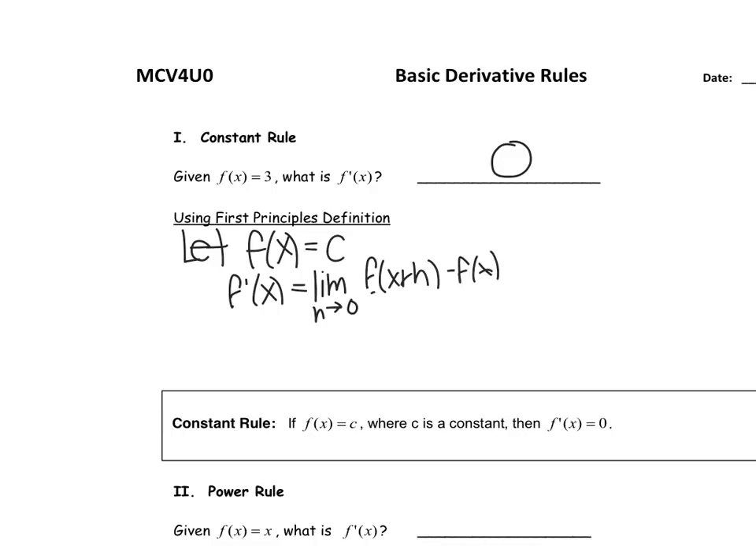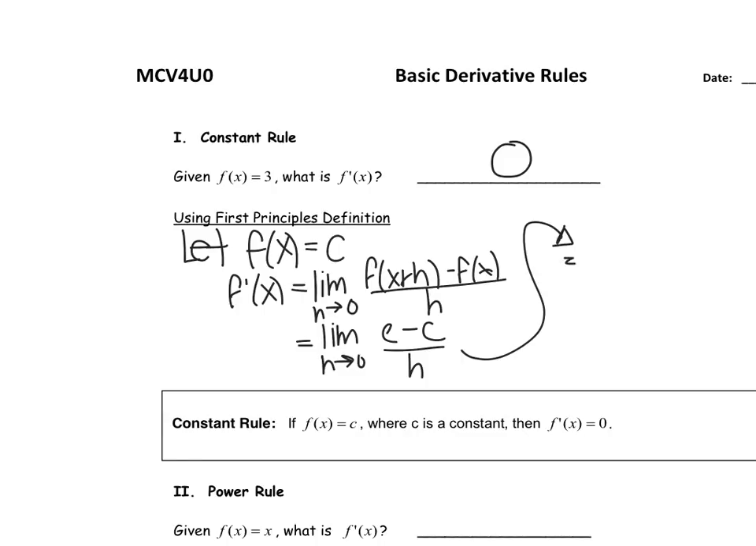I can see that whether our function is at x plus h or at x, I'm just going to have c. So I end up with the limit as h approaches 0 of c minus c all over h, which gives me the limit as h approaches 0 of 0 over h, which is just equal to 0. So when our function f of x equals c, where c is a constant, the derivative is always equal to 0.